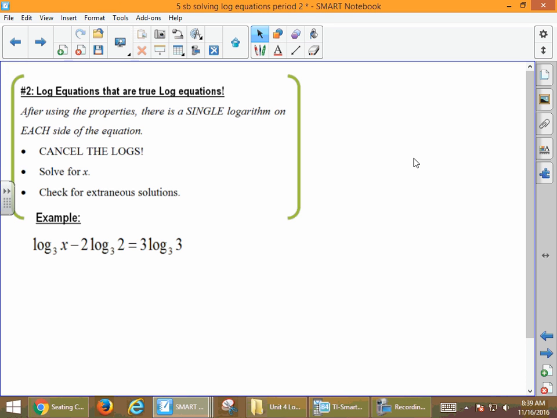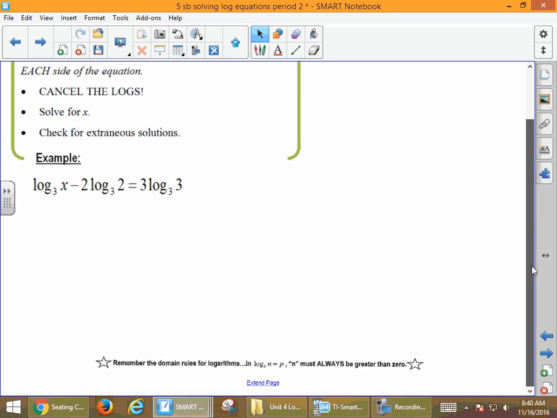The second type of logarithmic equation is one that's a true log equation. What happens is, after we apply the properties, there ends up to be a logarithm on the left side of the equation, and there's a logarithm on the right side of the equation. The steps that we follow then are, first, we're going to cancel the logs. Secondly, we're going to solve for x. And thirdly, we're going to check for extraneous solutions.